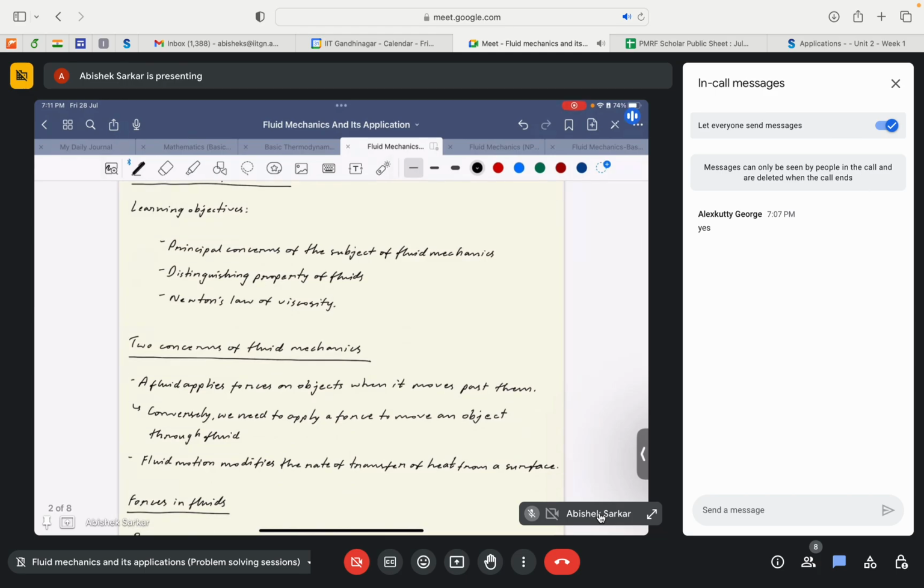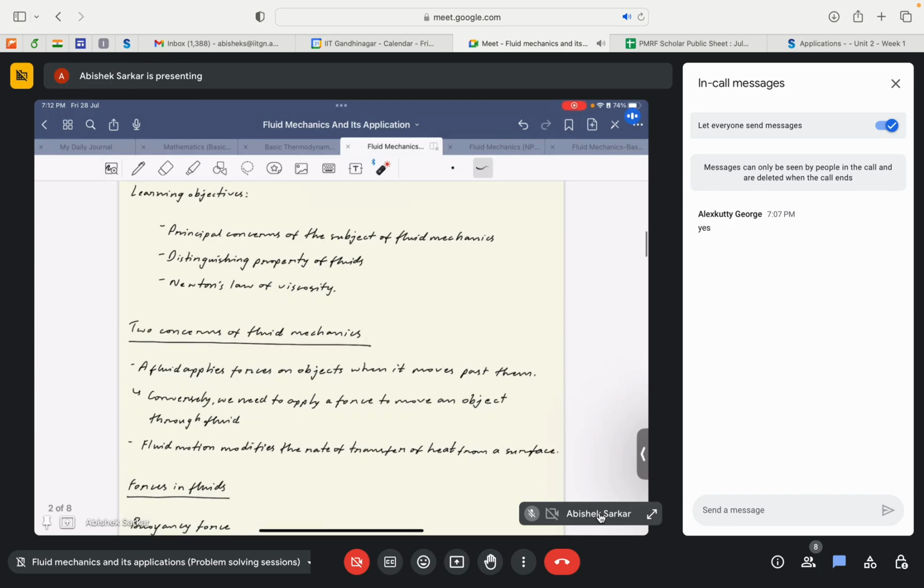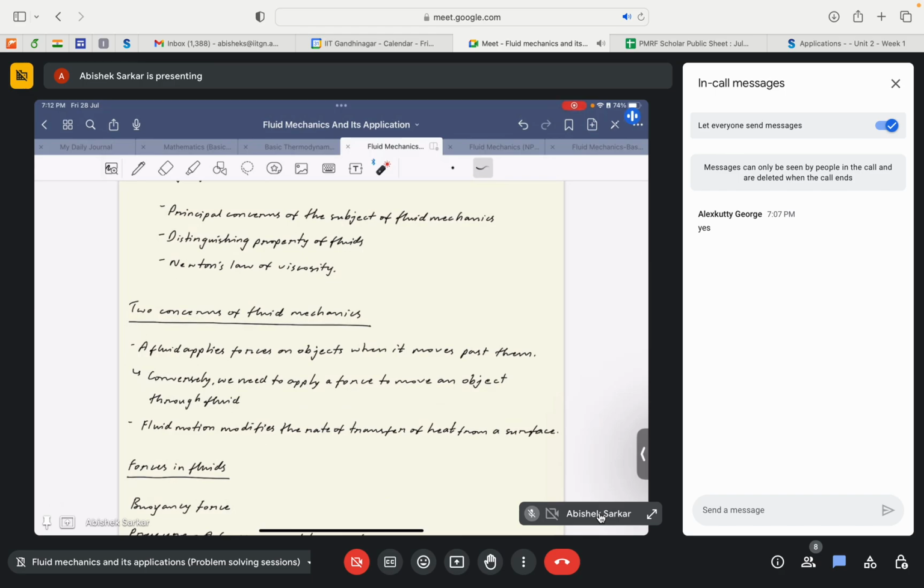As it is mentioned, the learning objectives of this course fundamentally deal with the principal concerns of the subject of fluid mechanics. These are the basic concepts starting from the no slip boundary condition to the continuity equation, momentum equation, Navier-Stokes, like this. We will deal with them and try to understand the applications in our day-to-day life. Then the distinguishing property of fluids, at least for the first lecture that deals with the fluid and its properties: we will try to understand how fluids are different from solids, what are the characteristics that distinguish fluid from a solid. And then finally we will deal with a very important law that governs the motion of fluids, that is Newton's law of viscosity, that relates the stress generated in the flow field with the strain rate, and in this case the velocity gradients, that we will eventually look through. So that's what we are going to do.